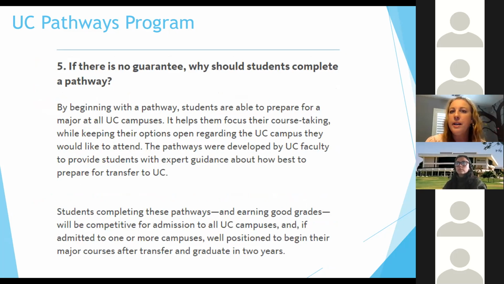Second question: if there's no guarantee, why should I complete a pathway? I think I've expressed most of it, but again, it makes you competitive. If you're admitted to one or more campuses, it positions you to be ready to transfer. And even though you don't get that guarantee, it's the most unofficial guarantee that you can get. These were developed by the UC campuses. So you're doing what the UC set out that they want you to do, versus someone else giving you advice. This is what the UC has said we want our community college students to have prior to coming.